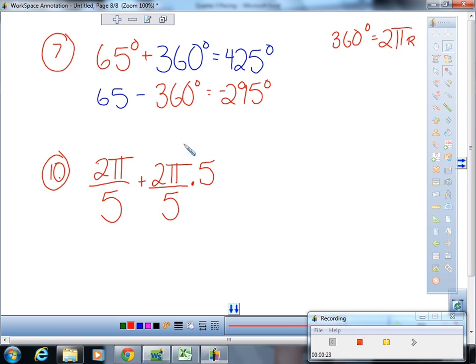I just multiplied this thing by 1. I multiplied it by 5 and I divided it by 5, and that's just like multiplying it by 1. I'm allowed to multiply it by 1. So now it looks like 2 pi over 5 plus 10 pi over 5. I did 5 times 2 to get 10. And so this answer would be 12 pi over 5.